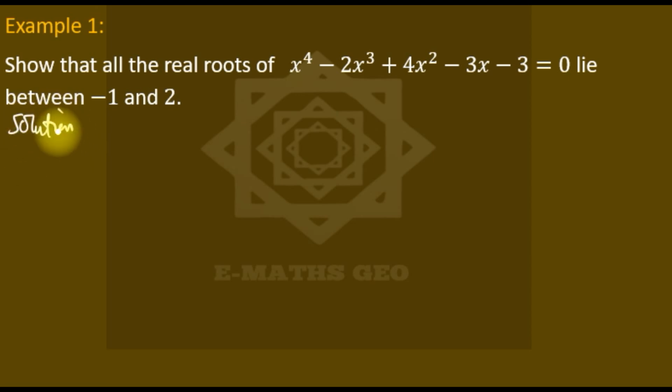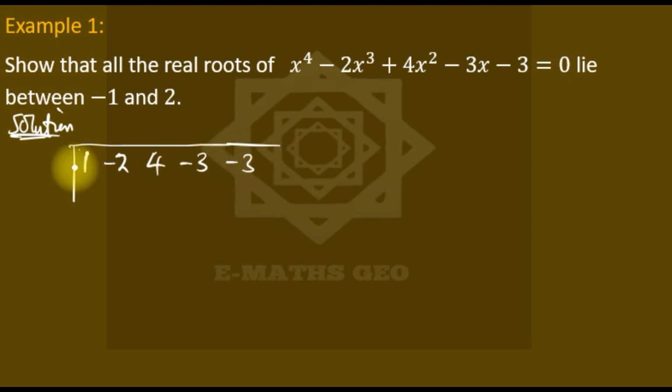So remember how to use synthetic division. We write the coefficients. What are the coefficients of the polynomial? 1, -2, 4, -3, -3. So we are testing -1. Let's use our synthetic division. We bring down 1. -1 times 1 is -1. If you add, we have -3.